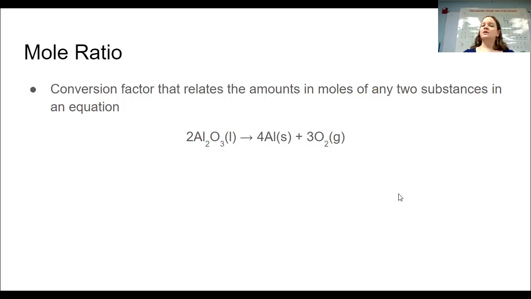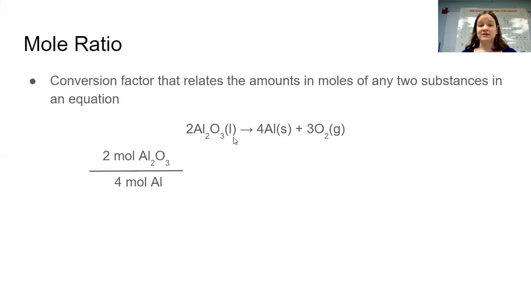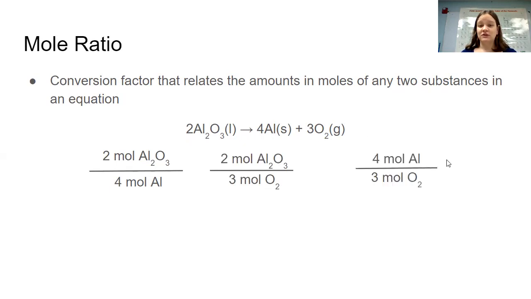So I can create a mole ratio to relate any two substances in this equation. I can relate my aluminum oxide to just aluminum. So I have 2 moles of aluminum oxide for every 4 moles of aluminum. I can relate the aluminum oxide to oxygen, 2 moles of aluminum oxide to 3 moles of oxygen. And I can relate aluminum to oxygen, 4 moles to 3 moles.